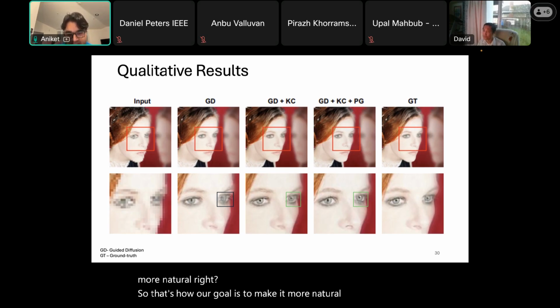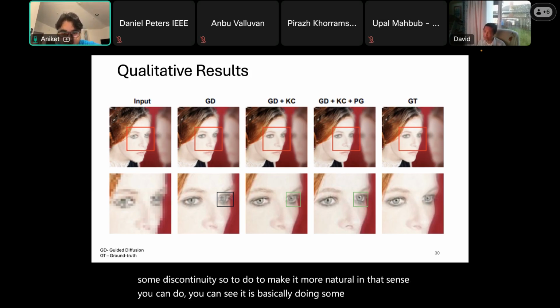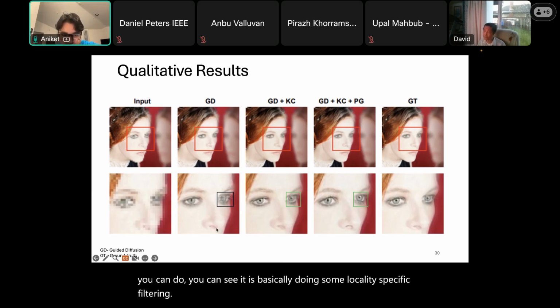If you have some discontinuity, to make it more natural in that sense, you can see it is basically doing some locality specific filtering. So for example, this.